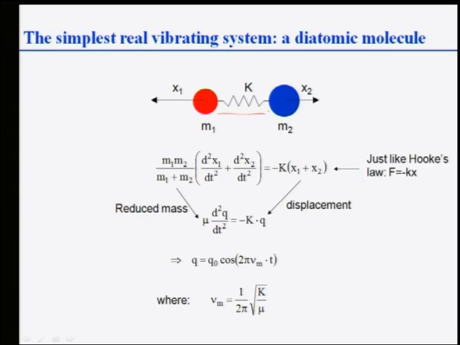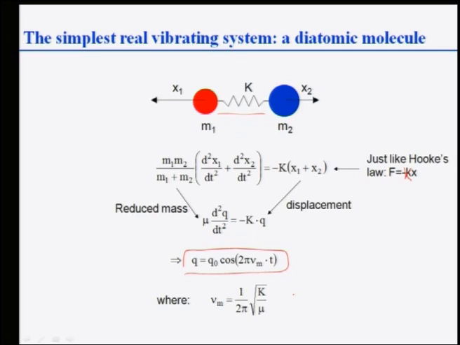So, I can always write down Hooke's law, the force law basically: m1 m2 divided by m1 plus m2 times the double derivative of the extension with respect to time is nothing but acceleration or deceleration. This is the mass, basically the reduced mass you can say, and that will be related to the constant k and x1 plus x2. Therefore, I can write this in terms of mu d2q by dt2 equal to minus k into q, where q is the total displacement, and this can be solved where nu m is equal to 1 by 2 pi root k by mu. This is nothing but the frequency of vibrations.